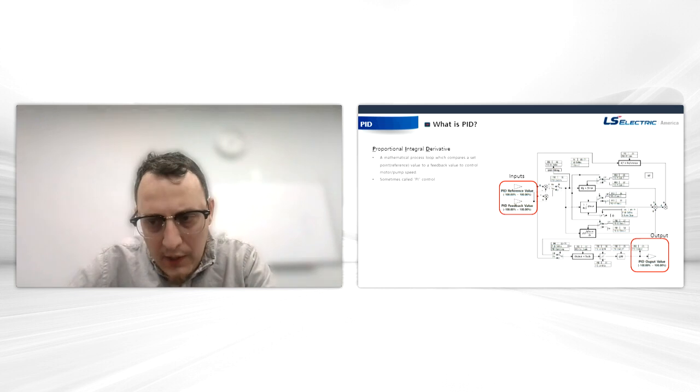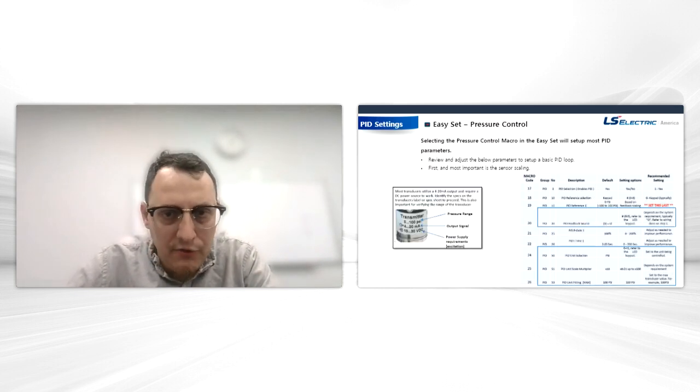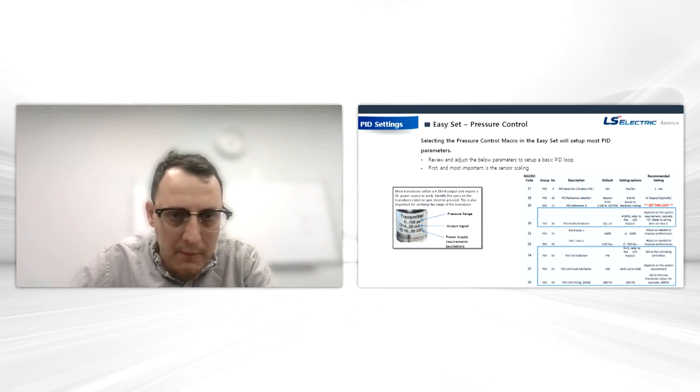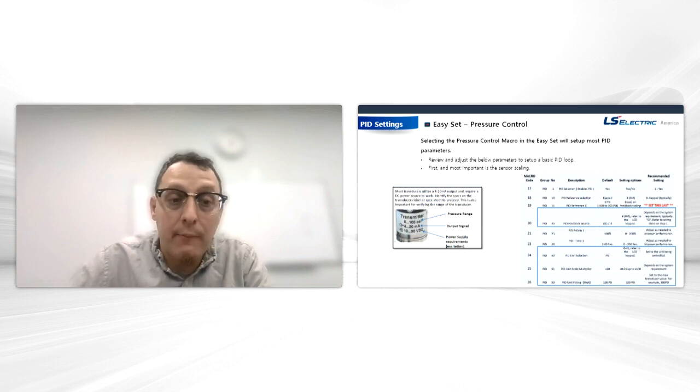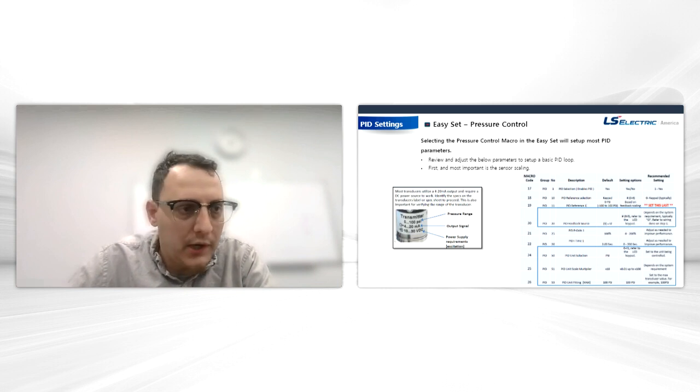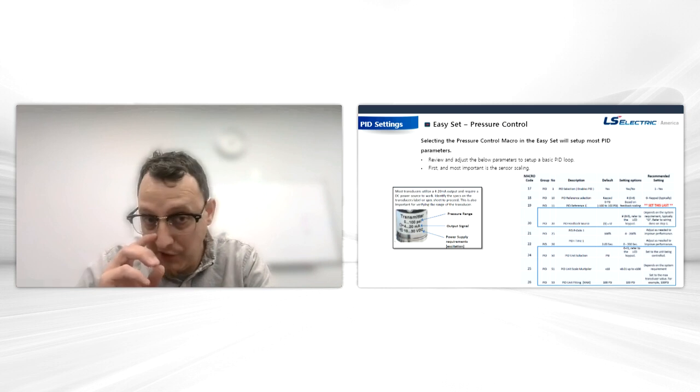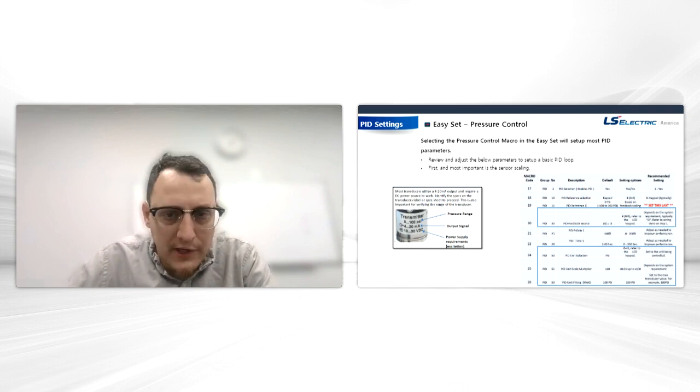So this next slide here shows the macro. Again, when you first power up one of these H100 Plus drives, it's going to say, what's your macro? If you go ahead and select pressure control, it's going to set up the parameters to enable your PID loop. So it saves you 10 steps just by selecting one parameter. So it makes it nice and easy for you. And then what you're going to do is go into this macro group, and you're just going to review the parameters, and you're going to set them up.